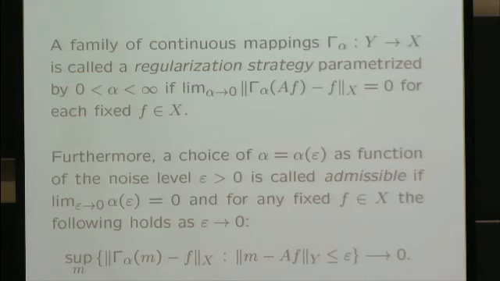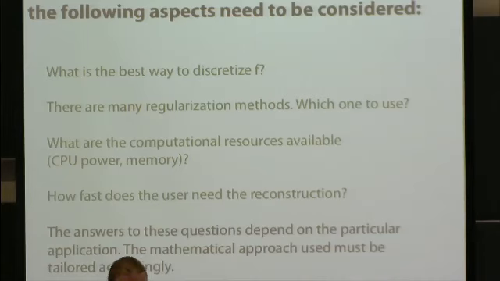It's a technical definition, but we have to do something like this to invert the non-invertible map A. This is something we need to do with every practical computational inversion method. They always have to be regularized. That's the most important property of a computational inversion method. It has to be robust against noise.